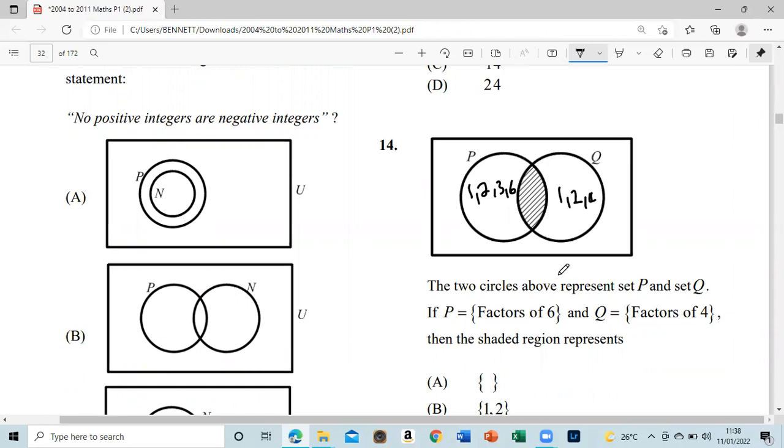Then the shaded region represents what is common. 2 is common, right? And 1. So 1 over here, so 1, 2, and then no, cross off. Yeah, so it is 1 and 2.